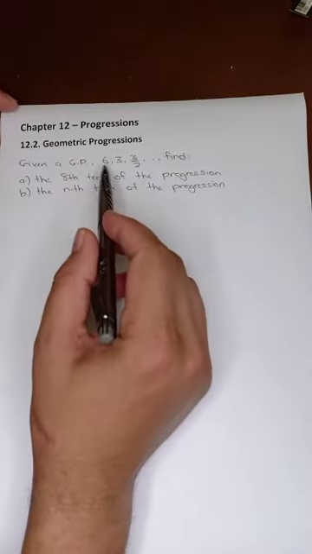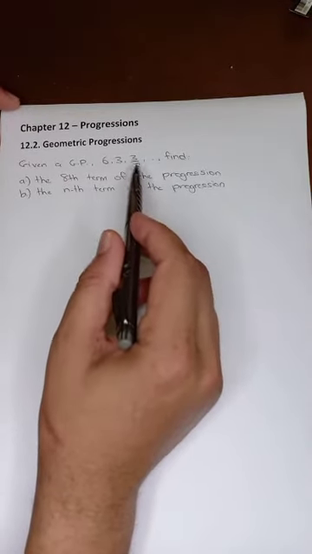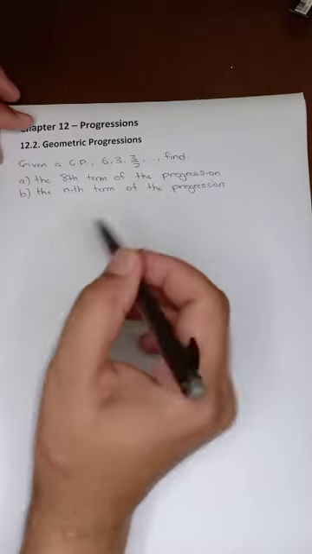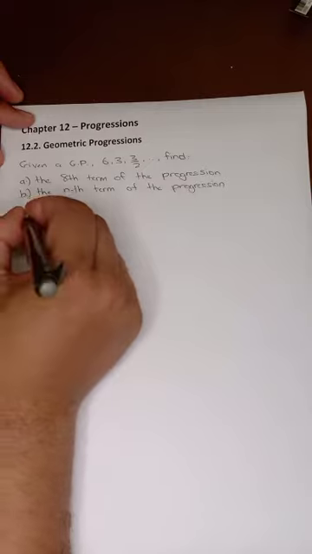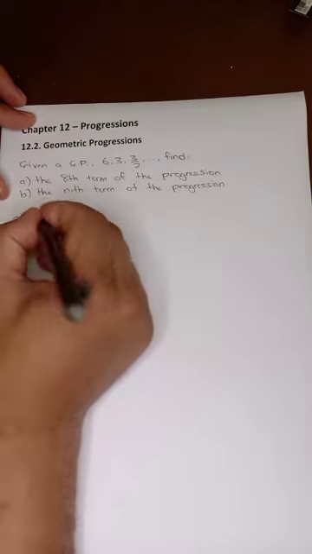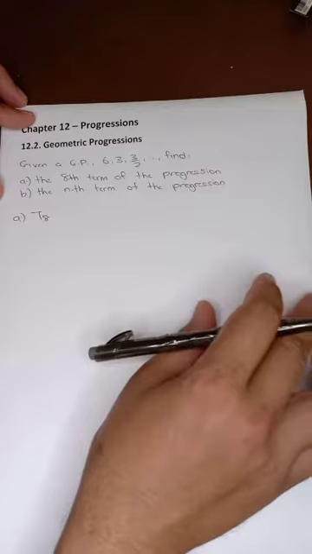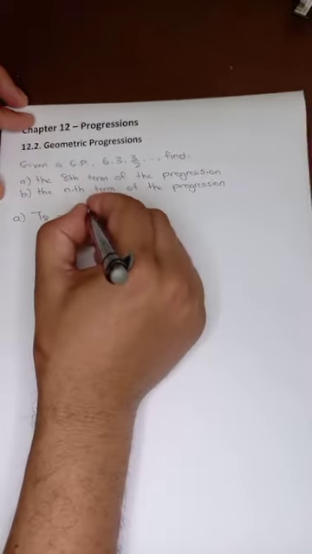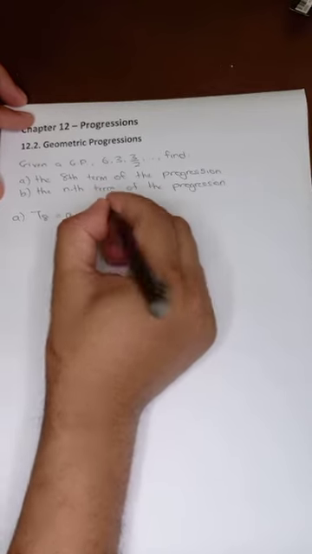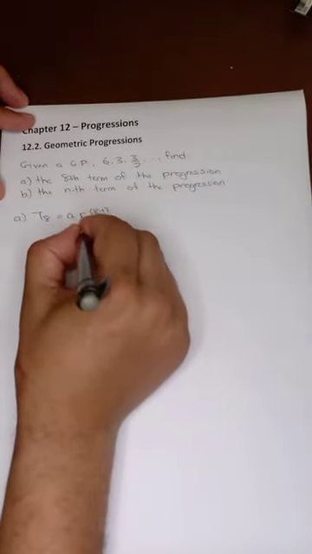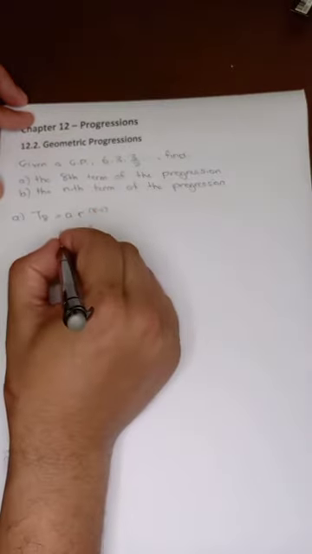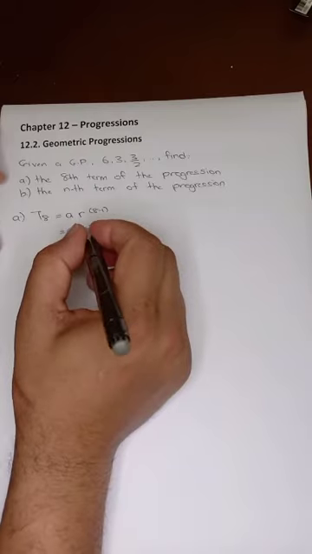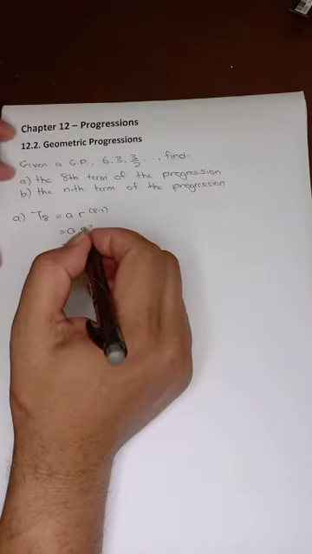Given a geometric progression 6, 3, 3 over 2 and so on, find the 8th term of the progression. Okay, find the 8th term. That means they ask you to find T8. T8 is the 8th term. The formula is a r to the power of n minus 1. 8 minus 1, and you get a r to the power of 7. And what is your a? Your a is the first term, that is 6. R is your ratio, common ratio.